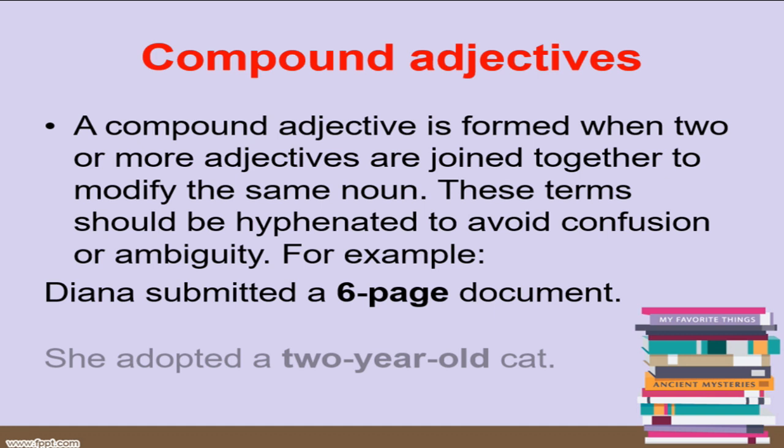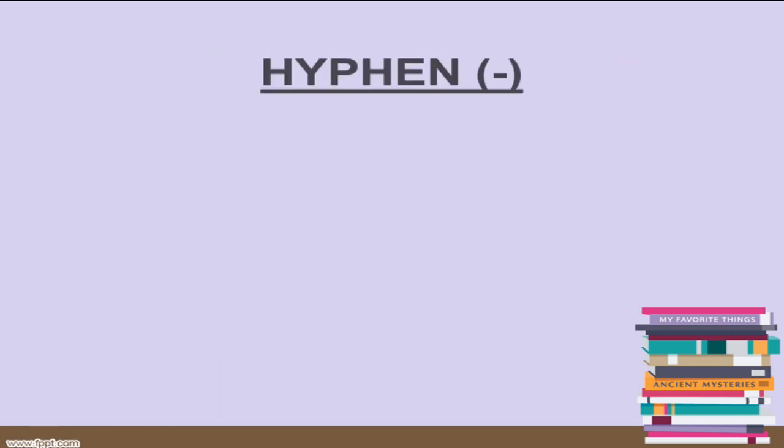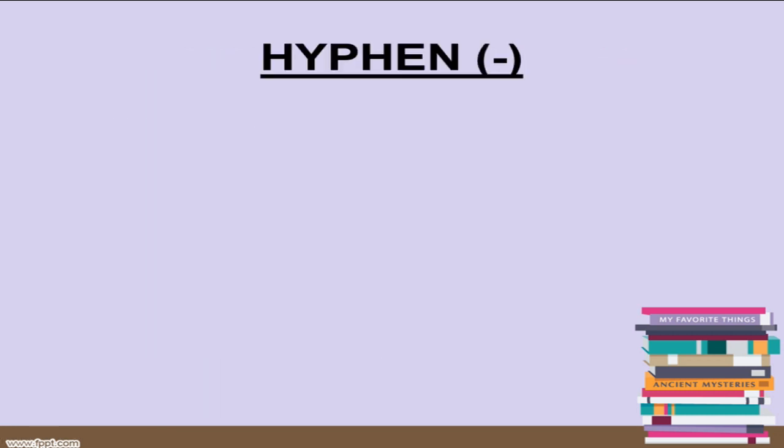She adopted a 2-year-old cat. So the noun here is cat, and I use these words to describe this noun. The adjective, as we know, describes a noun. So here, all these 3 words describe this noun, cat. 2-year-old cat. Again, I compound the 3 words with two hyphens to connect them together to make them a single word.